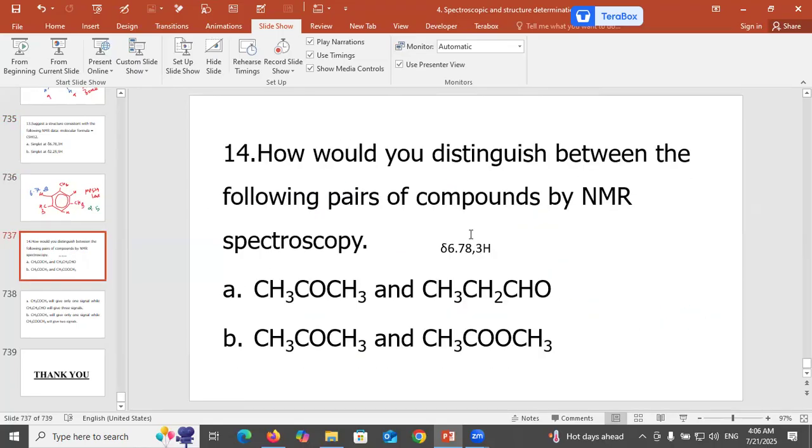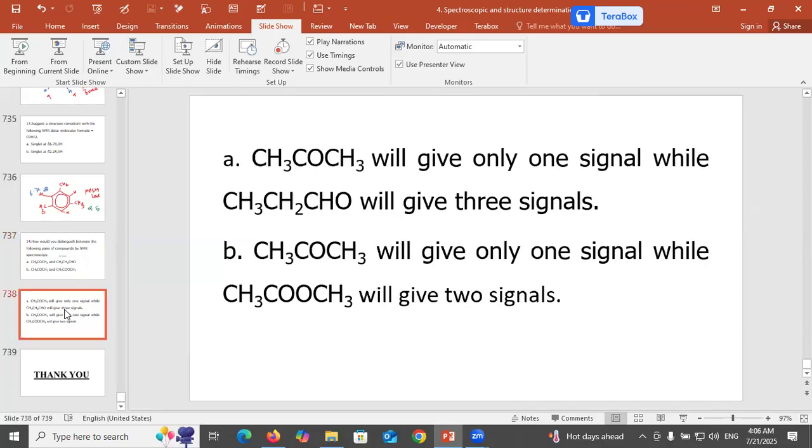How do you distinguish between the following pairs of compounds by NMR spectroscopy? Methyl ethanoate will give only one signal. Propanol will give 3 signals. Propanone will give 1 signal. Methyl ethanoate gives 2 signals.